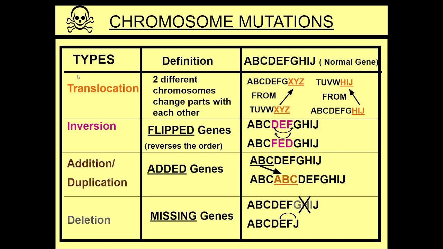Chromosome mutation types. There is translocation, in which two different chromosomes exchange parts with each other. There's inversion, which flips genes. Addition and duplication, which is added genes, and deletion, which is missing genes. And that's all for the genetic unit.